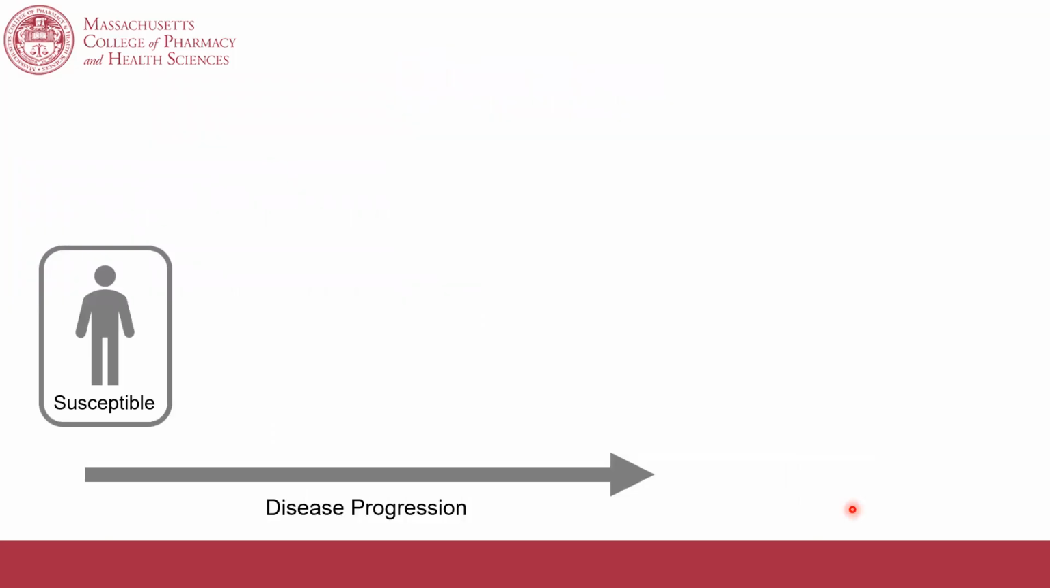Okay, so I want to start off with a diagram showing the natural course of disease progression and where vaccines really have an impact. We start with this gray person here, who is susceptible to any pathogen causing a disease. Note there are varying levels of susceptibility for any pathogen just due to environmental, genetic, and host factors.